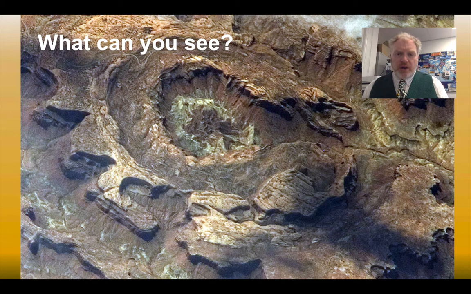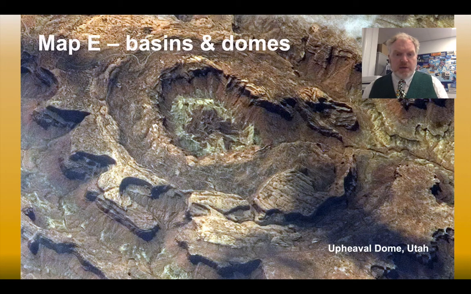Here again we've got a circular geological structure shown from a Google Earth image. Yet this one doesn't have an igneous rock at its core. This particular structure is what we call an upheaval dome. This one is from Utah and is the result of a salt dome underneath the surface pushing the rocks up.